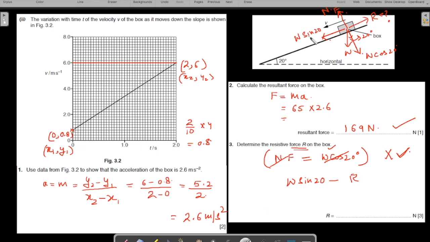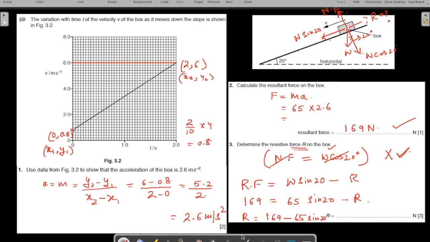You subtract them because they are opposite, to find the resultant force. The resultant force would be W sine 20 minus R. And how much is the resultant force? You have already calculated the resultant force here by using the formula for acceleration. It is 169. So 169 is equal to W, the weight, which is mg. What is mass? Mass is 65, sine 20 minus R. So R would be 169 minus 65 sine 20.